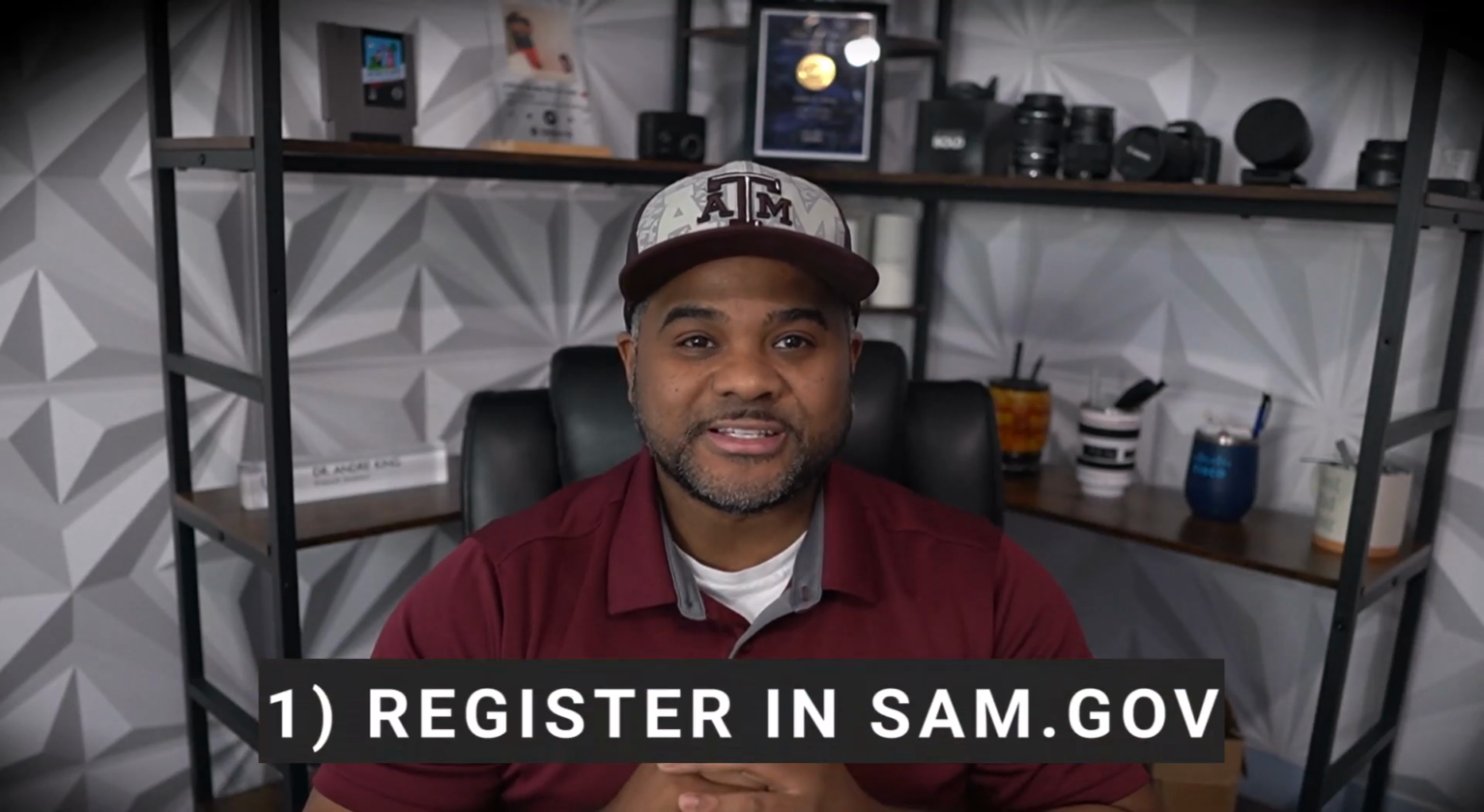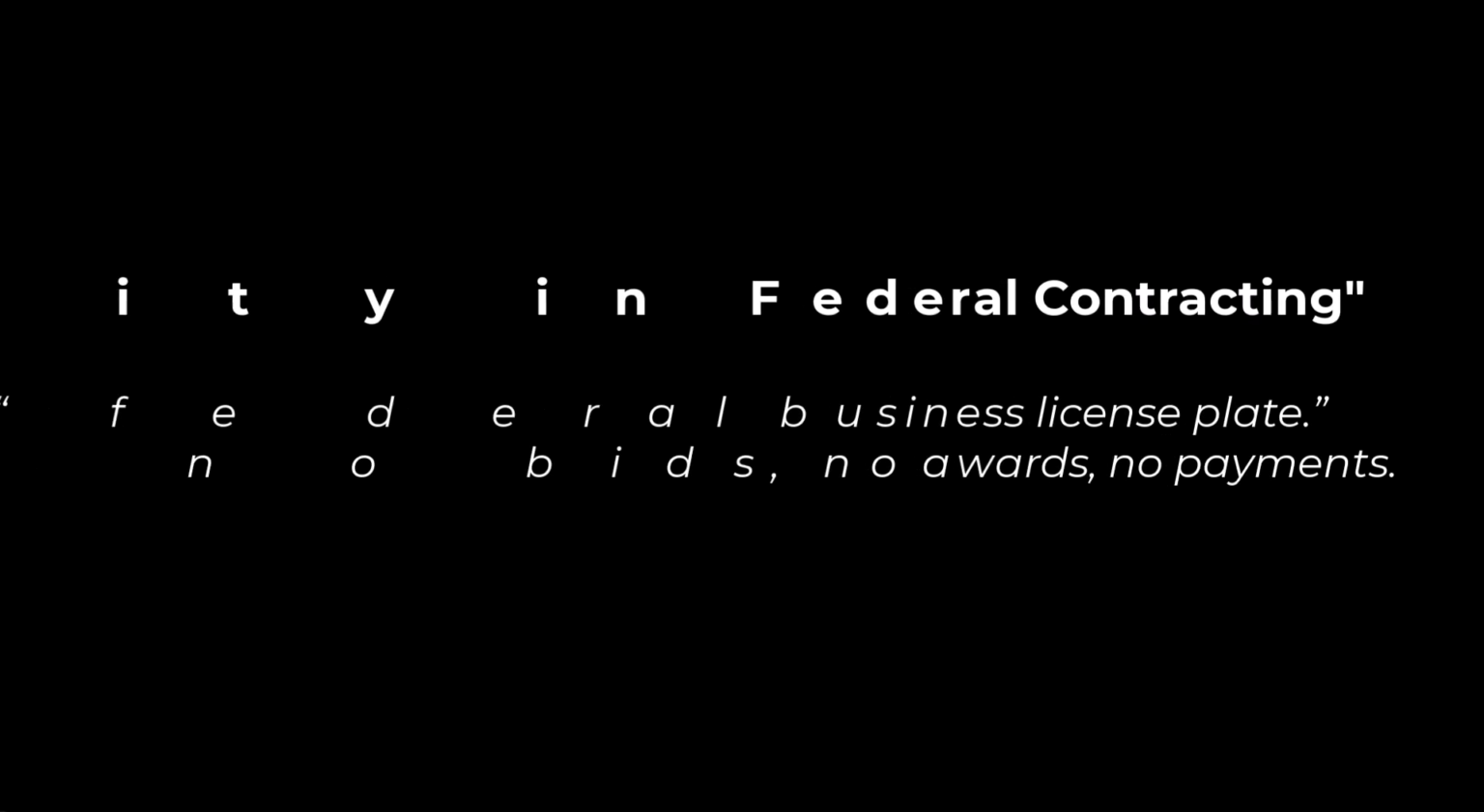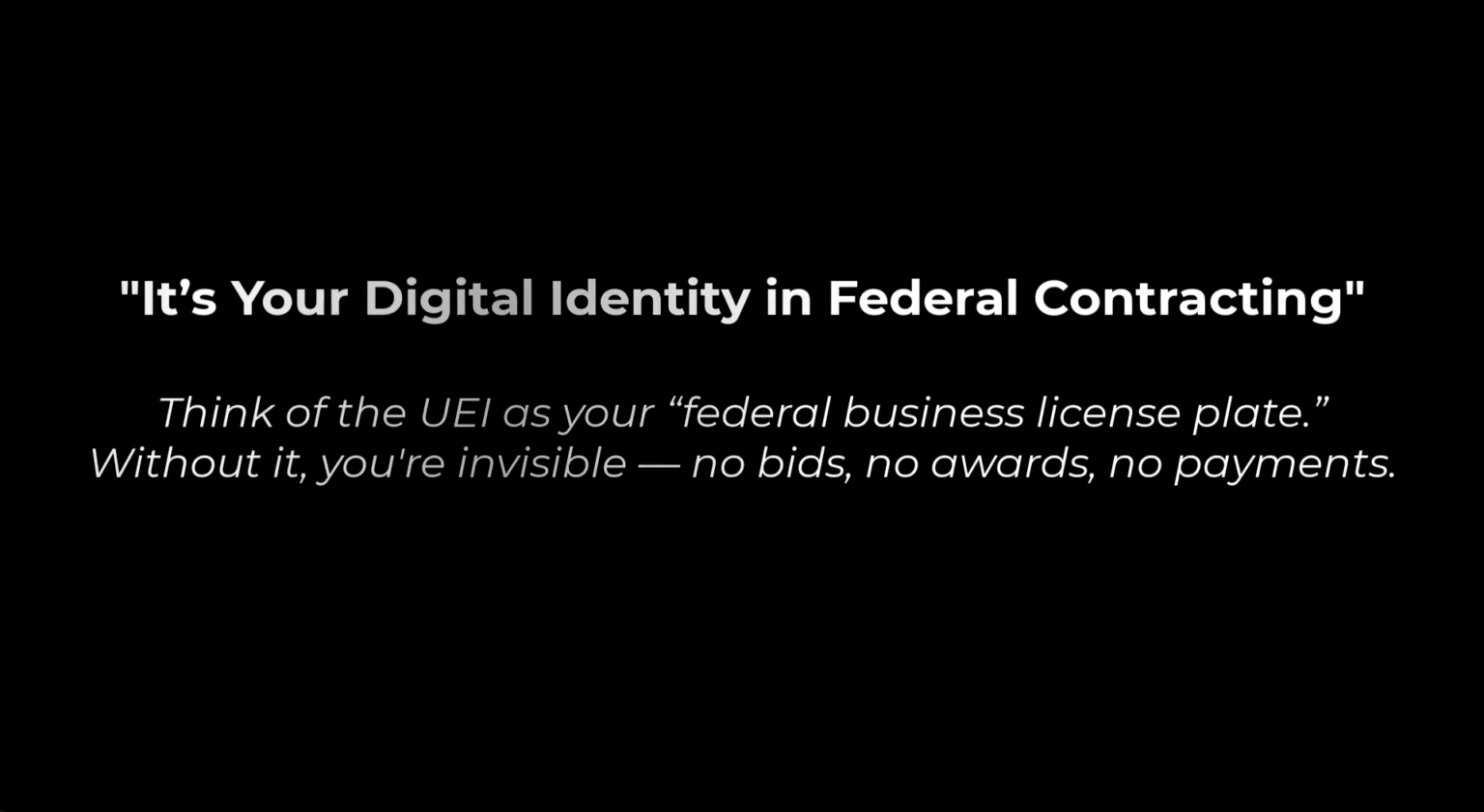Let's clear up the confusion. Before you write a single proposal or chase any opportunities, you need three things in place. First, register in SAM.gov. This is your meal ticket into the federal market. No SAM.gov registration equals no eligibility. It's free, but be prepared, as the interface can be clunky, and here's a pro tip: double check your UEI and make sure that your banking info is accurate to avoid delays.